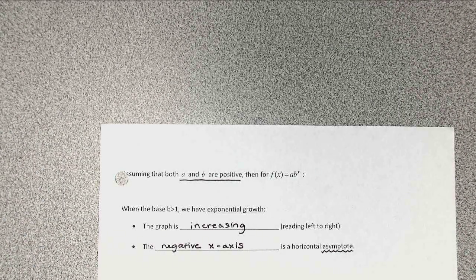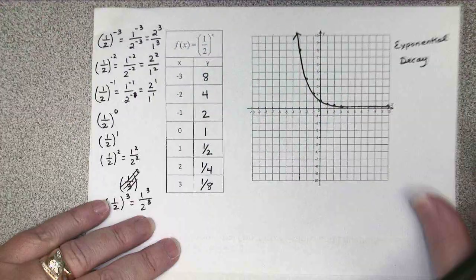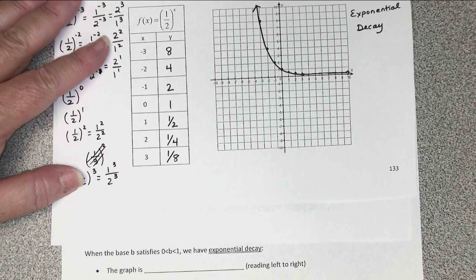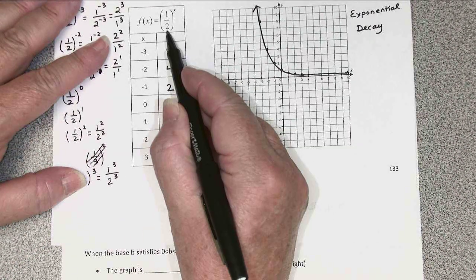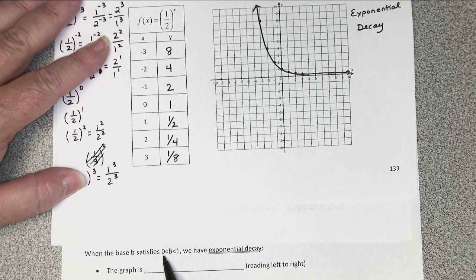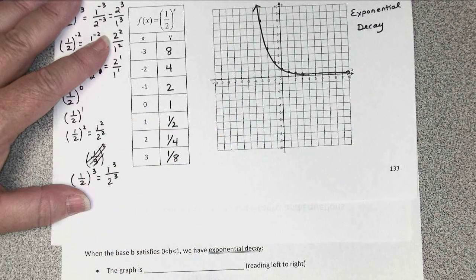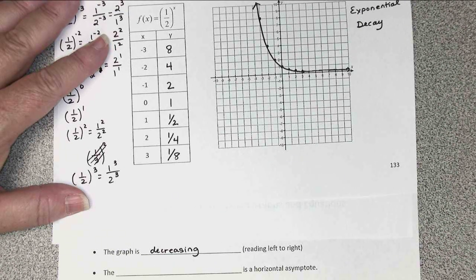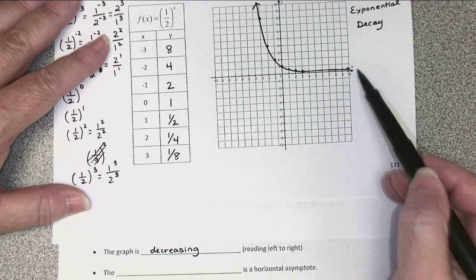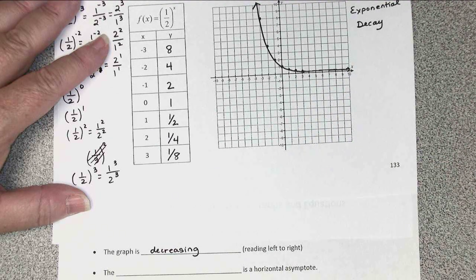If I go back and remind us what our other graph looked like, the exponential decay graph, notice that in the second graph, the base was smaller than 1. In fact, anytime our base is between 0 and 1, we have exponential decay. And in this case, our graph is decreasing as we go from left to right. Our horizontal asymptote, where the graph gets really close but doesn't touch, is now on the positive side of the x-axis.